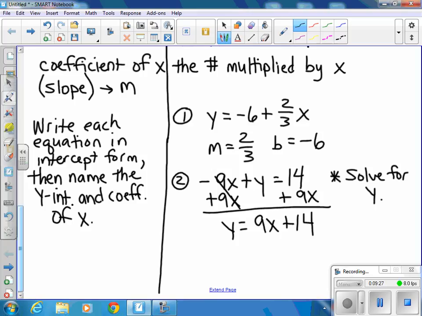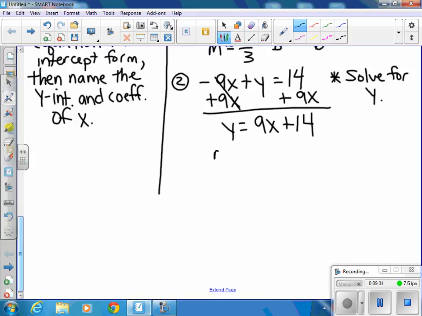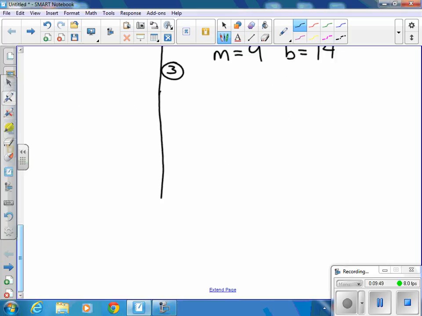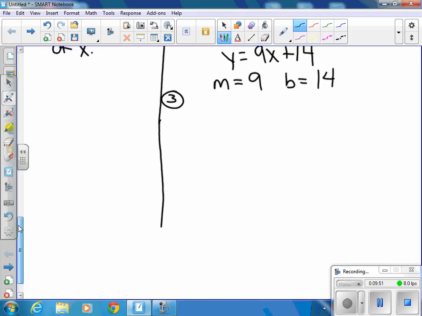Okay, and you'll notice your y is by itself, so you're ready to identify the two parts that you need, which are the m and the b. The m is connected to the x, so that would be the number 9. The b is the number by itself, which would be the positive 14. Okay, so we're going to practice some more of these because there are different variations. They do get a little harder and a little bit more complex looking. So I want to make sure that you're feeling comfortable with it before you come to class.